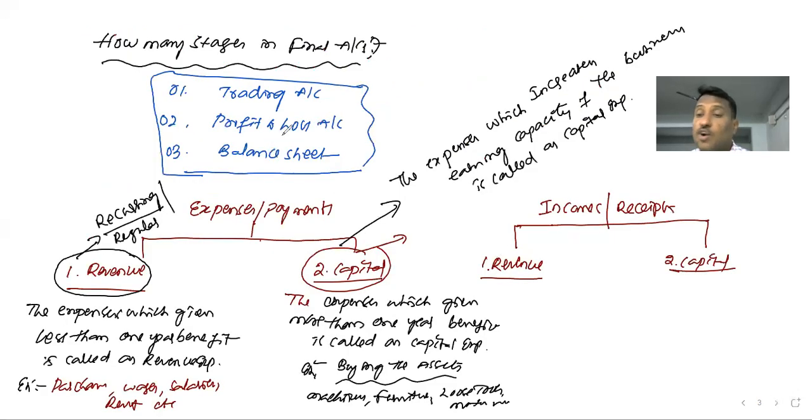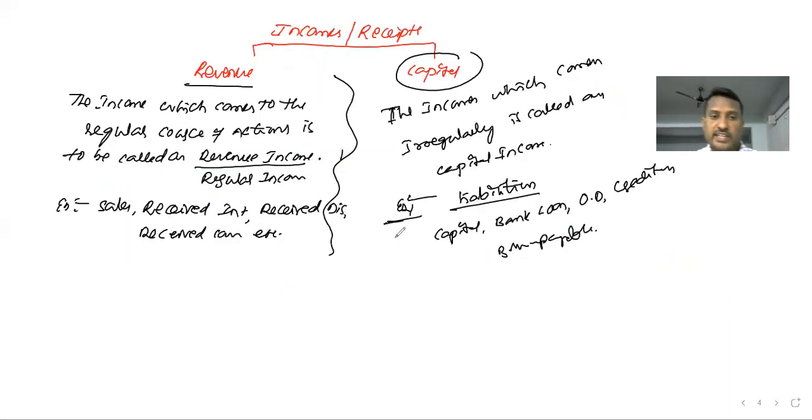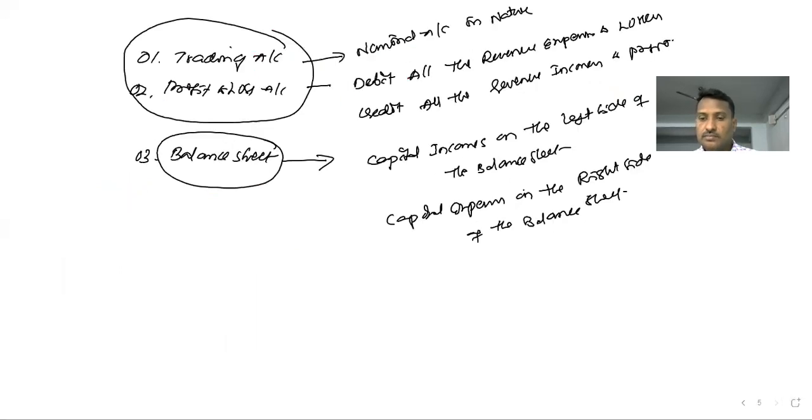How many stages are there in final accounts? 3 stages: trading account, profit and loss account, and balance sheet. To prepare these final accounts, the base is the trial balance. In this trial balance information, the accountant divides items into 4 types. Expenses are 2, incomes are 2. Expenses are revenue and capital. Incomes are revenue and capital. We already discussed the meaning of each and where they can be recorded.